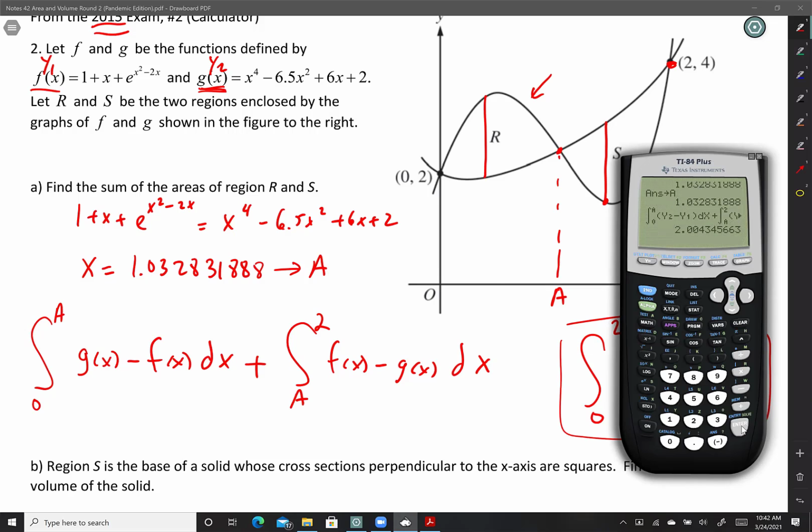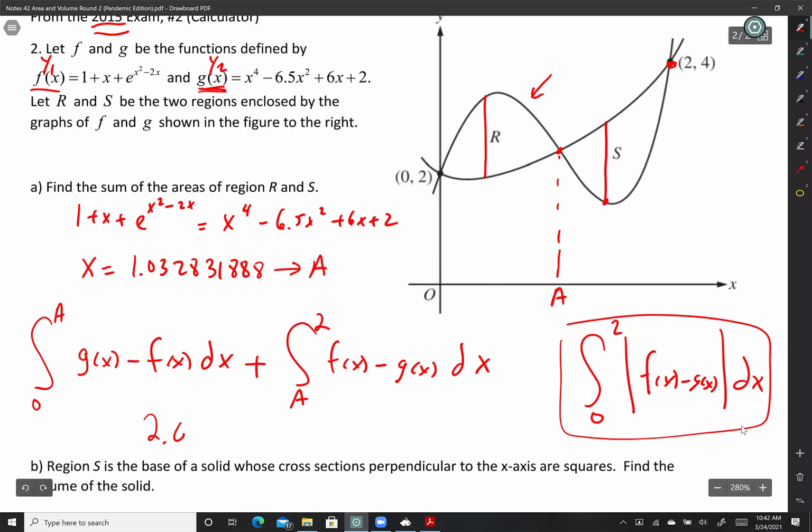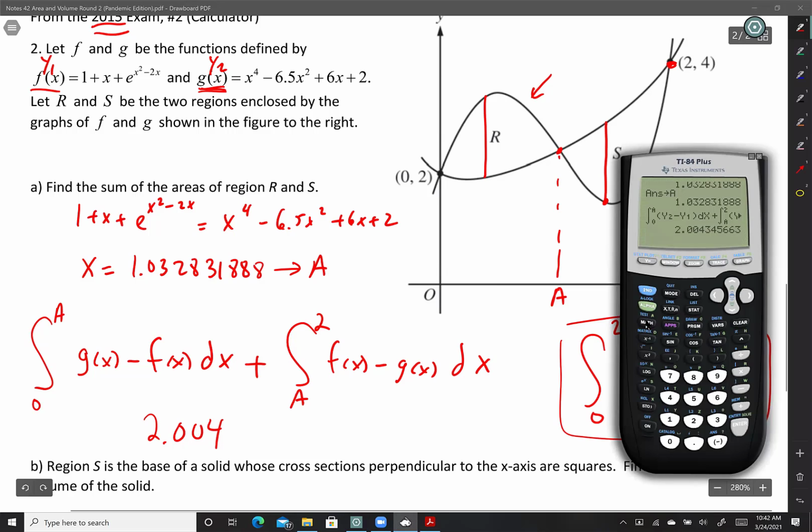Did you guys get 2.004 as an answer? Awesome. Gives you the same thing? Perfect. 2.004. Check it out, guys. So Godinez just verified for me that the absolute value does give you the right answer.